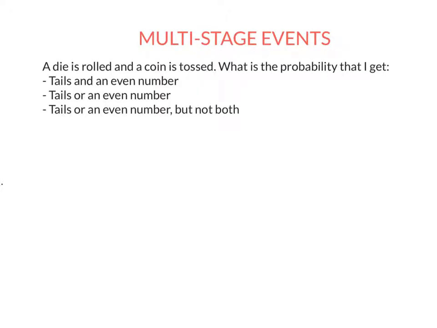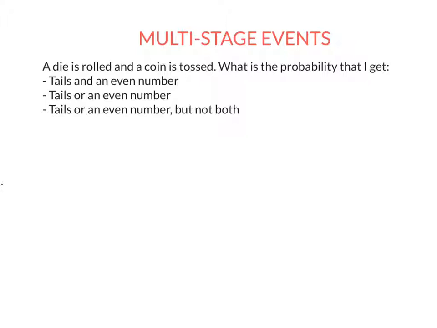So let's do this question here. A die is rolled and a coin tossed. What's the probability I get tails and an even number, tails or an even number, tails or an even number but not both? So to answer all of these questions, what we want to first do is come up with the sample space. Recall that's the list of all the possible outcomes. So I'm going to show you two tools to do this in this video: tables or tree diagrams.